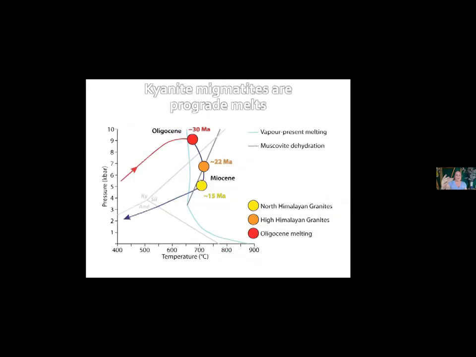Why was I looking at kyanite migmatites? Well, the large granite plutons in the Himalayas, the North Himalayan granites and the High Himalayan granites, contain sillimanite, and they're formed due to decompression melting, muscovite dehydration melting during the exhumation path. So they're not the ones that are responsible for this change. Various people have found that we can have Oligocene age melting, so 30 million year old melts that form in the kyanite field. And maybe that's partially due to the presence of water as well, that we can have kyanite migmatites forming at lower temperatures and forming kyanite as our aluminosilicate in that melt forming reaction.